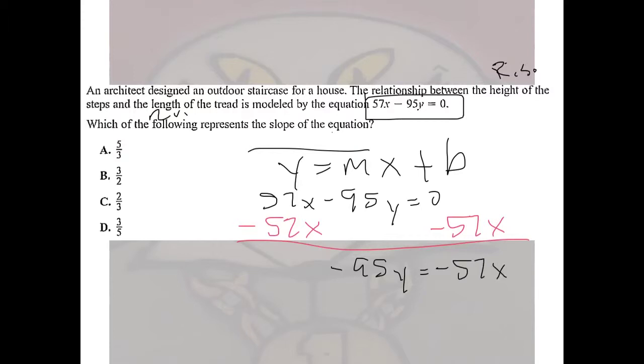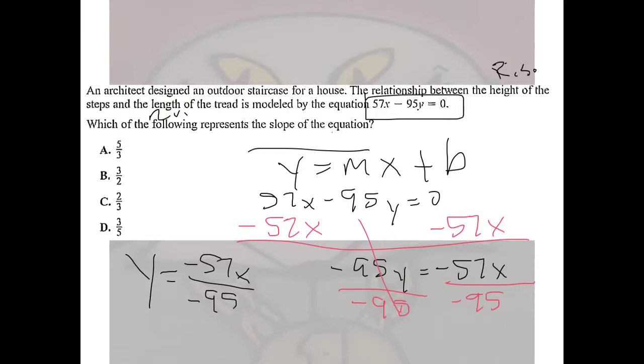Y is still not by itself, so I'm going to do the opposite. Even though there's a minus there, that is negative 95 times y. The opposite of that is dividing by negative 95. Whatever we do to one side, we've got to do to the other side. And we have y equals negative 57x over negative 95.